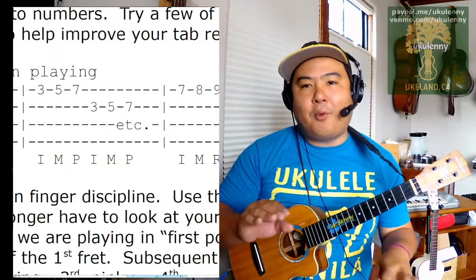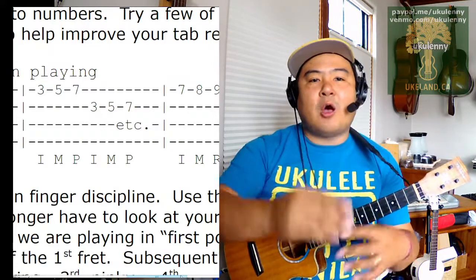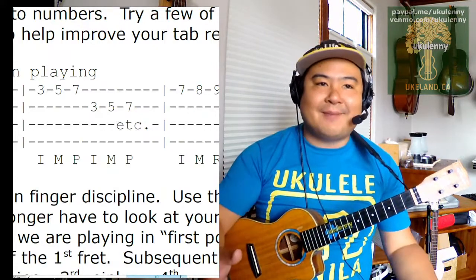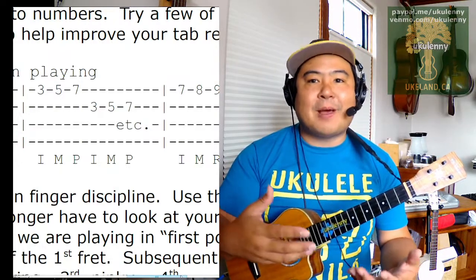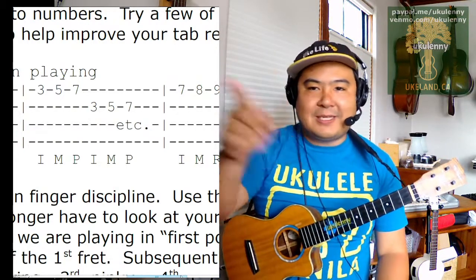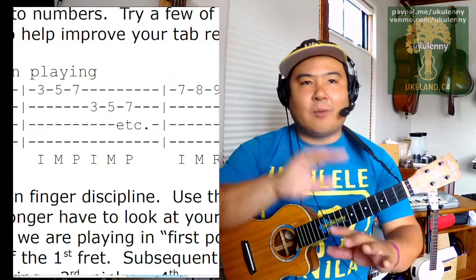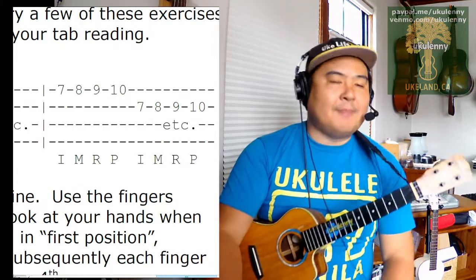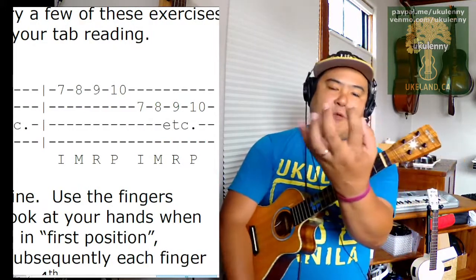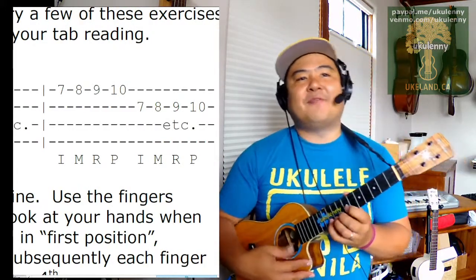Again, the whole point of this is to front load all of your moves so that when you're reading the tabs, you don't have to look down. You don't have to think about what finger you're using. Because if I see 3, 5, 7 in a song, I already know how I'm going to play it. And lastly, 7, 8, 9, 10. This is just 7th position, using all 4 fingers, and just to get a feel for it.